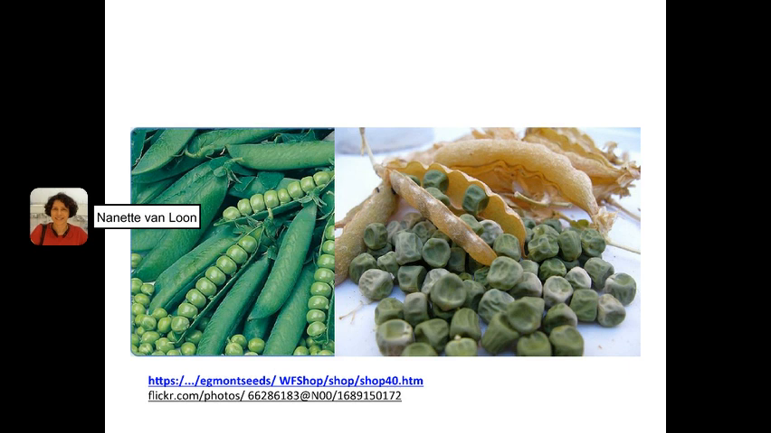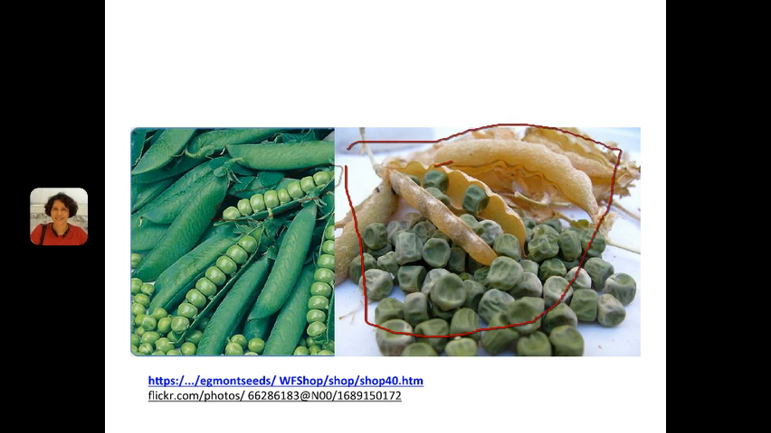On the left side, we have inflated pods, and they happen to be green. Inside those inflated pods, there are smooth green peas. There could have been wrinkled peas in there too, and this particular variety is smooth. In the picture on the right, the pods are yellow and constricted, and inside those yellow constricted pods, there are green peas growing, and the green peas are wrinkled peas.